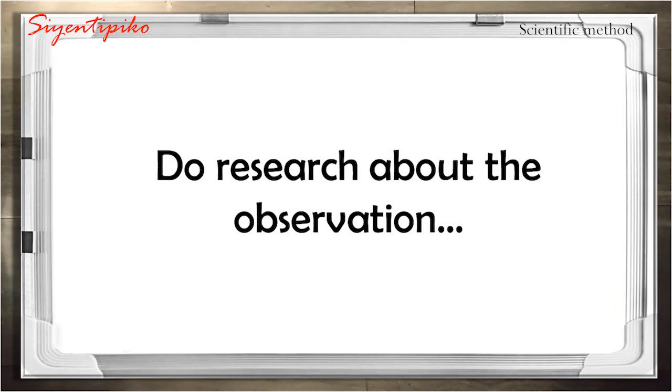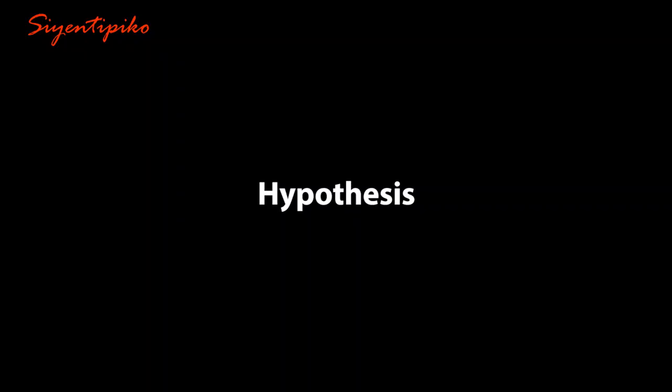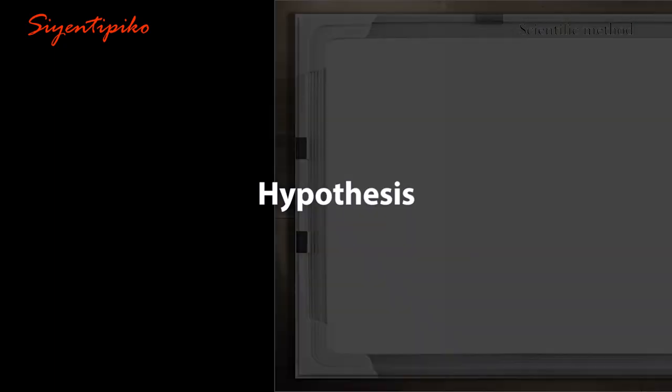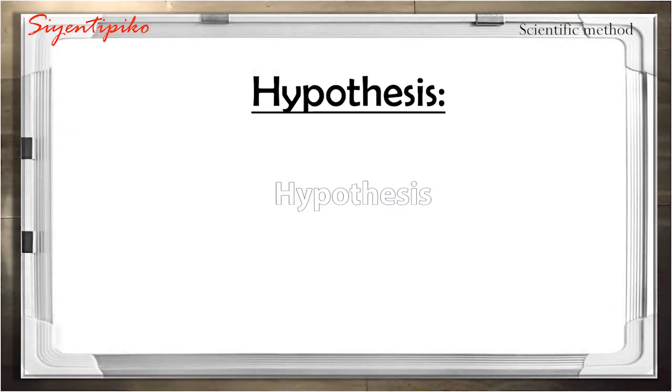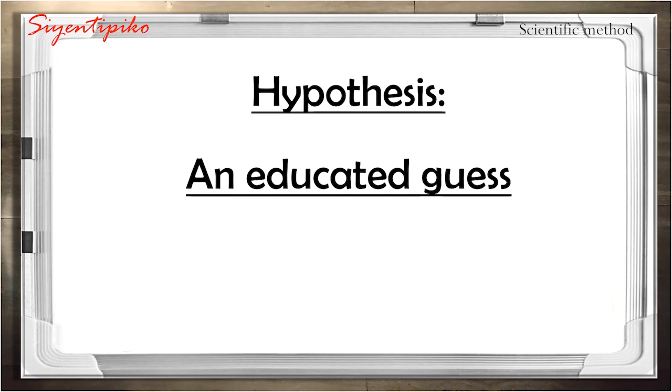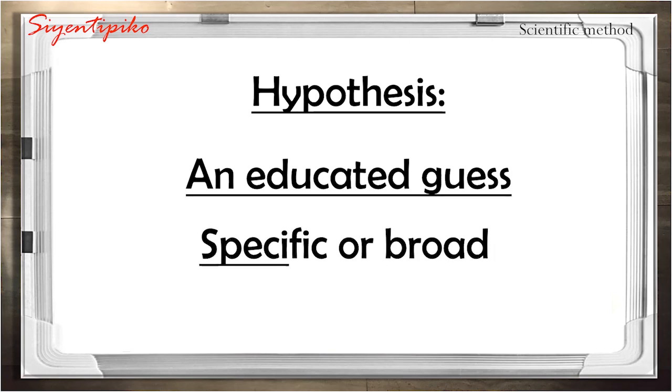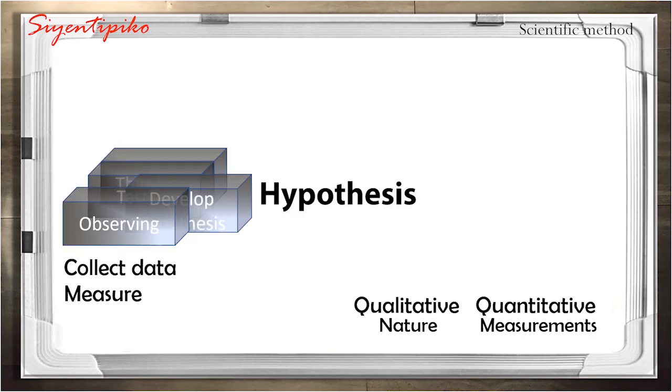From our observation, we ask a question or several questions, do research about the observation as well, and make guesses to answer those questions, and so we formulate what we call a hypothesis. A hypothesis is an educated guess of why things behave the way they do, which can be very specific or broad, and which could be a possible explanation to the problem.